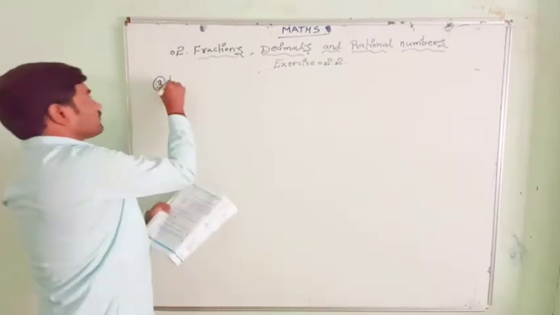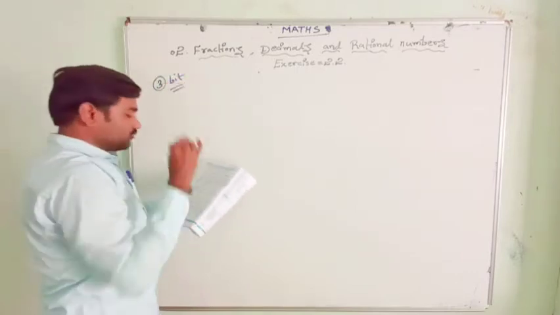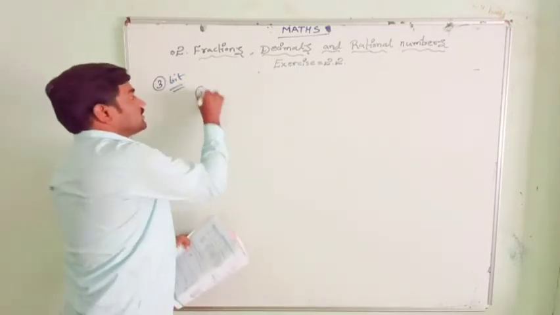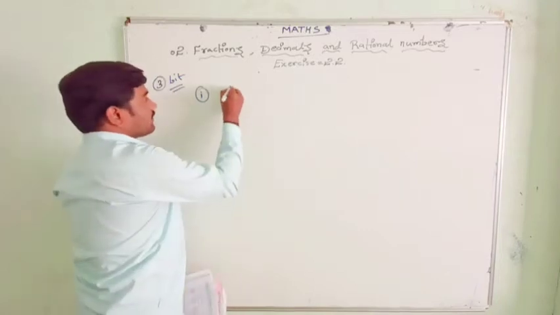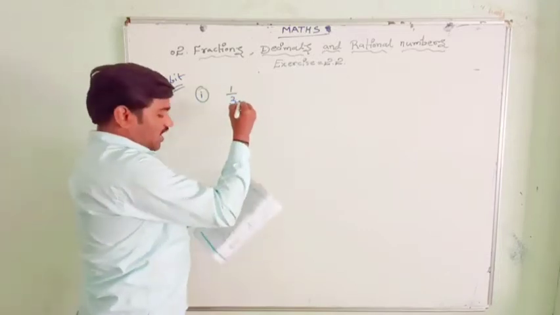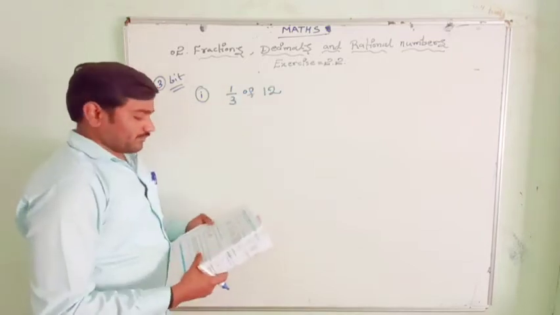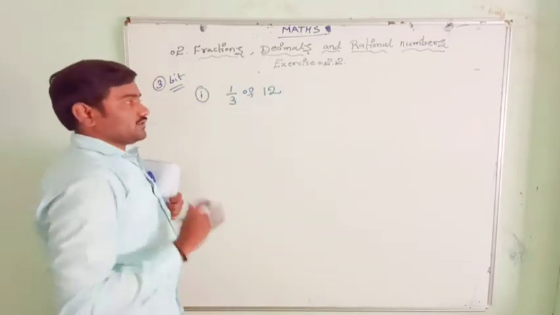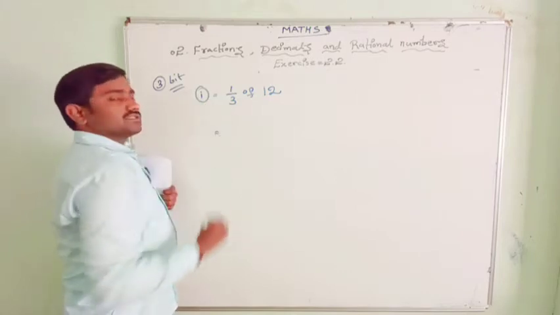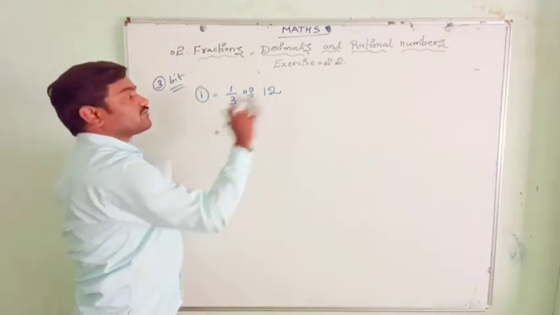Third bit now. In the third bit there are only two questions. Let me teach you the first question here. 1 by 3 of 12. 1 by 3 of 12 is what? Simple. Find out 1 by 3 of 12.